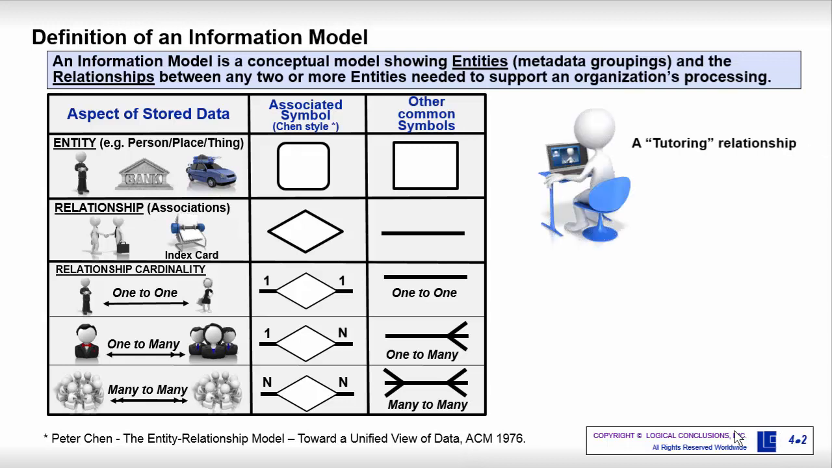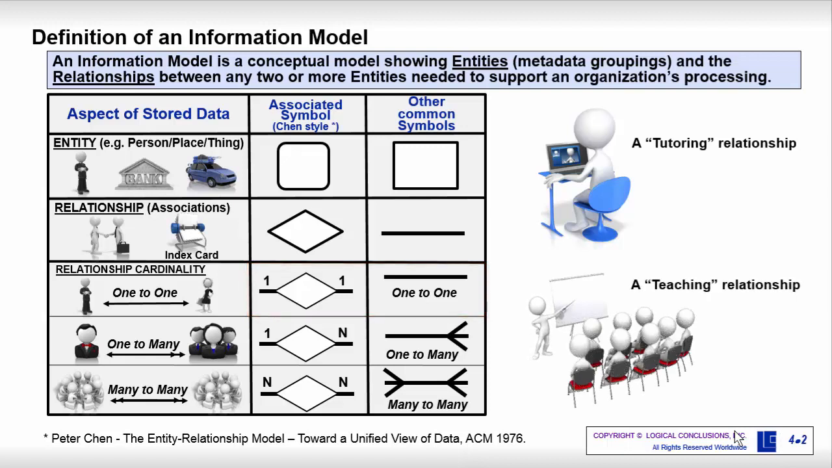As an example of cardinality, as you take this tutorial, we have one student with one teacher. That's a one-to-one relationship. This relationship could be called a tutoring relationship. However, when I conduct a live seminar, the cardinality between the entities changes. There is one teacher with many students, a one-to-N relationship, N meaning many. This relationship could be called a teaching relationship.